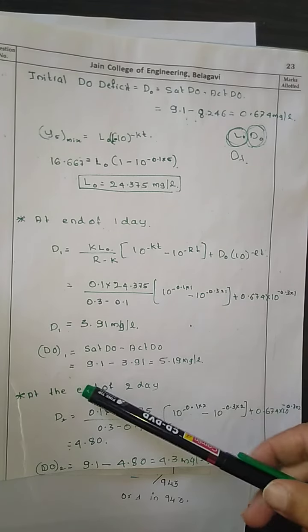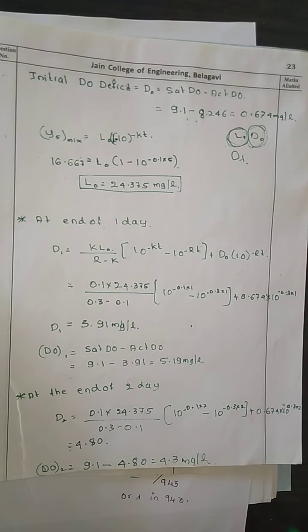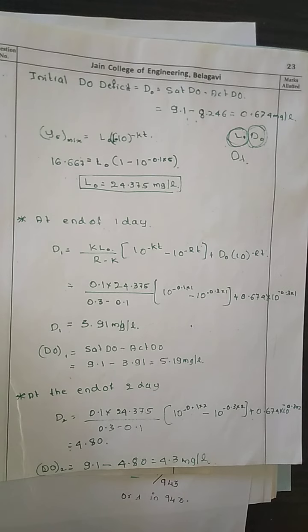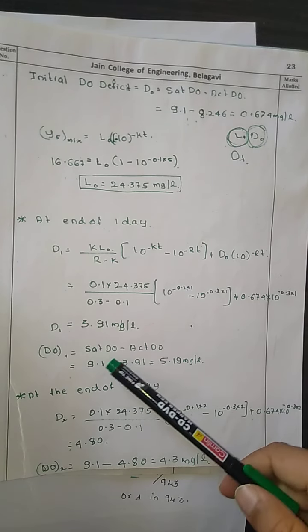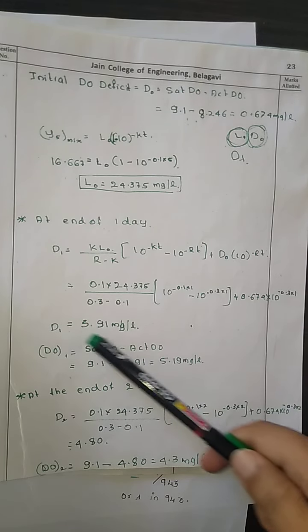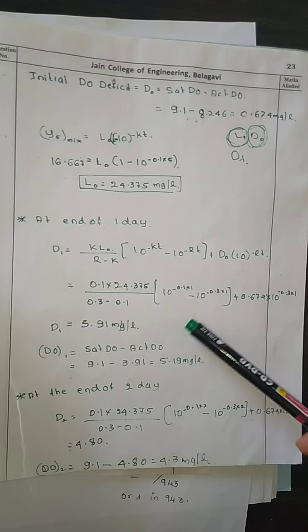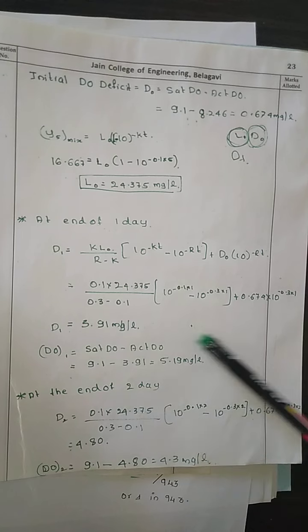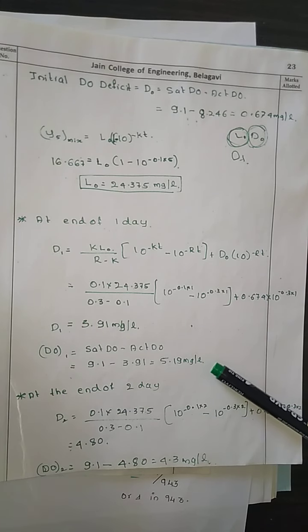Now we need to find out the oxygen deficit at the end of 1 day. Saturation DO is 9.1 minus actual DO, which is 3.91 at the end of 1 day. So the deficit at the end of 1 day is 5.19 mg per liter.